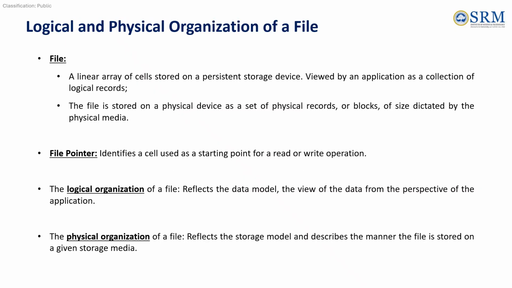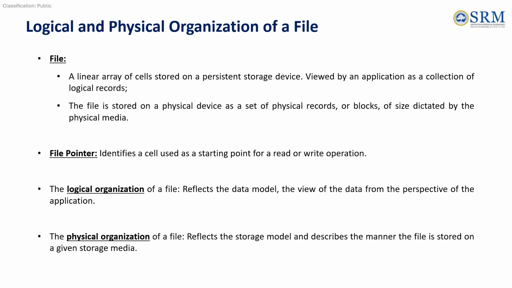Logical and physical organization of a file. Before understanding advanced cloud storage systems, we first need to know how a file is actually organized inside a computer system. A file can be considered as a linear collection of data cells stored permanently on a storage device like a hard disk or SSD. To an application, the file appears as a collection of meaningful records such as text, images, audio, or database entries. Internally, however, the storage device does not store the file as one continuous object. Instead, the file is divided into smaller units called physical records or blocks. These blocks are stored on the storage media according to the storage structure.